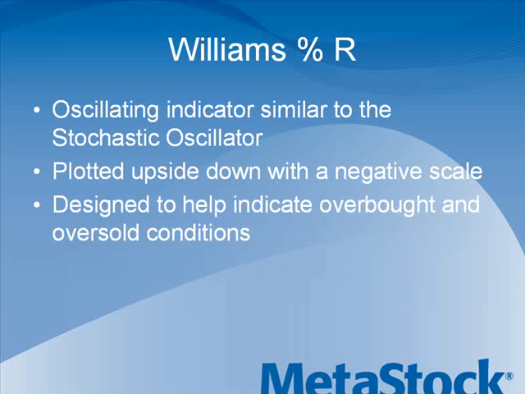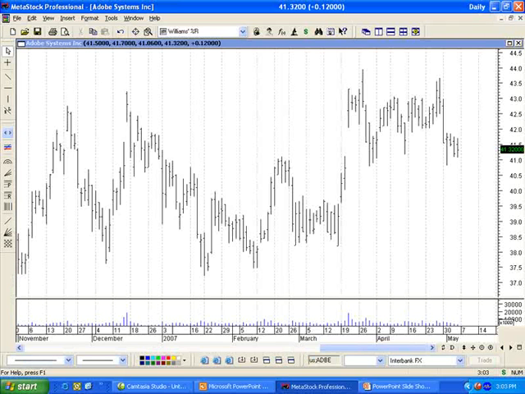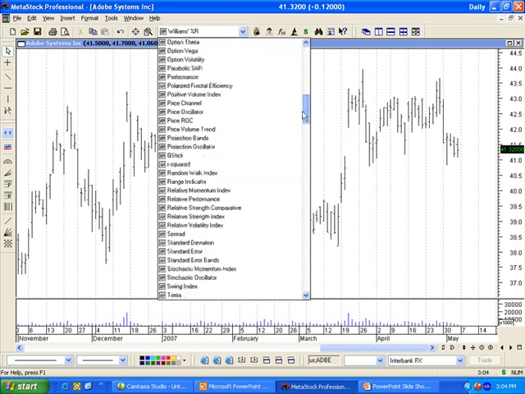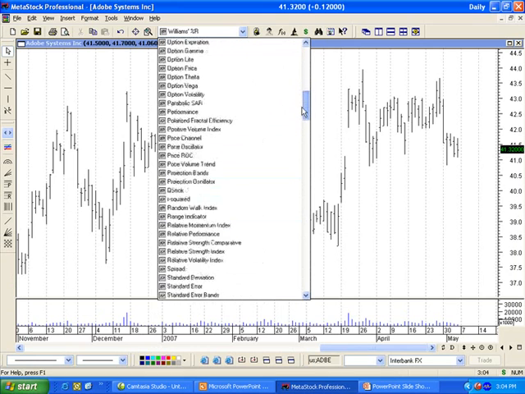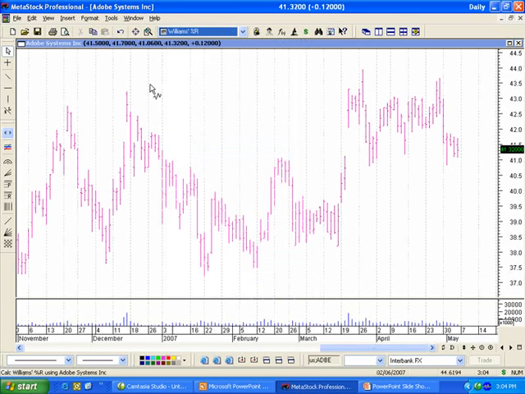So to demonstrate this, let's go ahead and take a look at the MetaStock program with the Williams percent R being plotted on it. This particular chart that we're looking at is a daily chart of Adobe Systems. And if you have the MetaStock program, you'll find the Williams percent R in what's called the indicator Quicklist, which is located up here at the top. All the indicators and studies built into the MetaStock program are located here in the indicator Quicklist. And how you actually plot any of them is that you find the particular one you're interested in, hold down your left mouse button, and then just drag it over onto your chart.